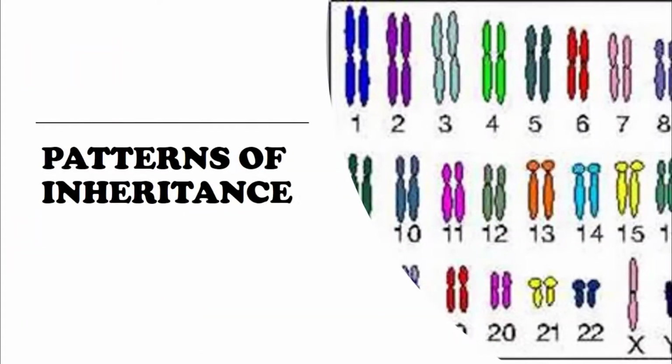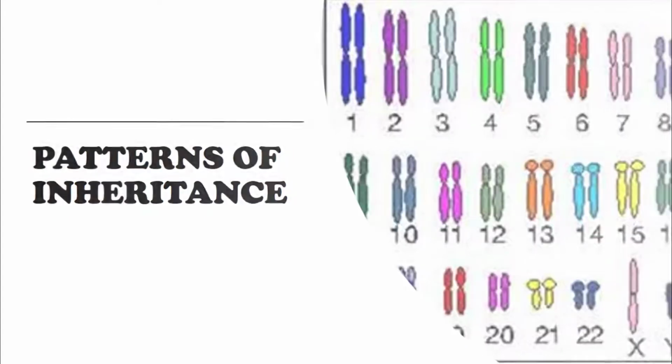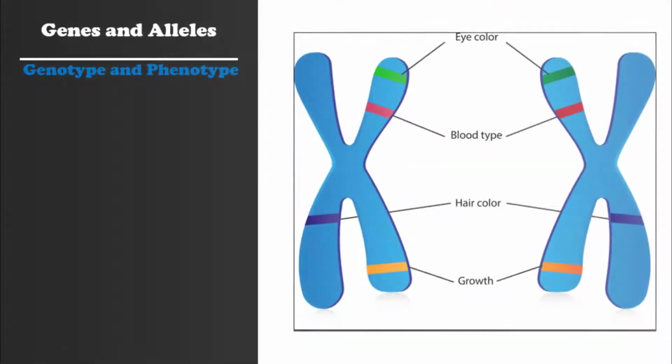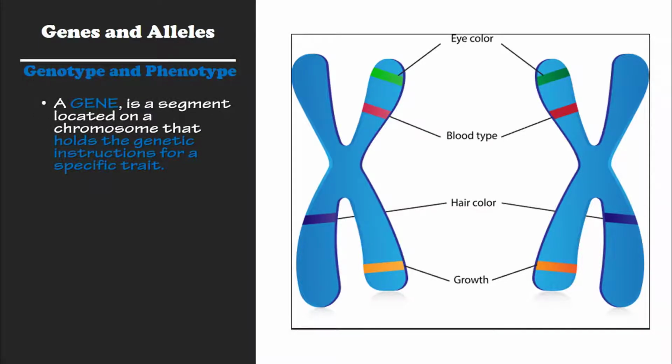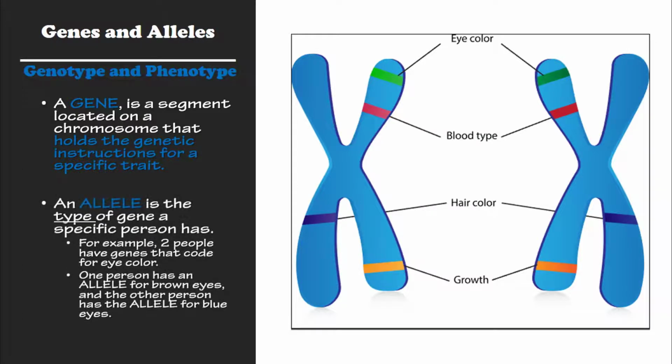Let's explore the patterns of inheritance. A gene is a segment located on a chromosome that holds the genetic instructions for a specific trait. An allele is the type of gene or form of a gene that a specific person has. For example, two people have genes that code for eye color. One person has an allele for brown eyes, and the other person has an allele for blue eyes.